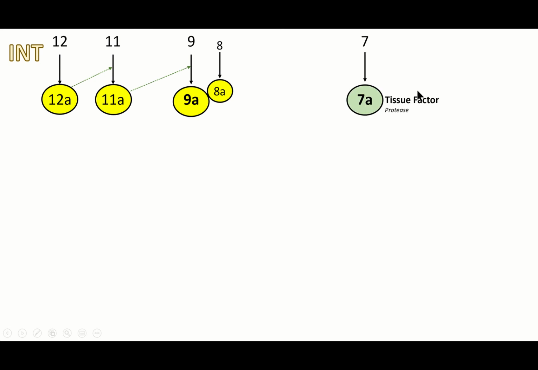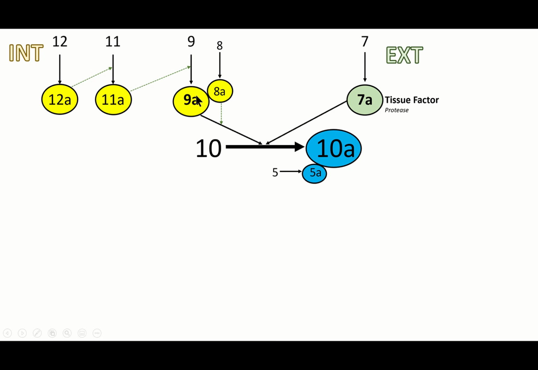What about our extrinsic pathway? Tissue factor, don't forget that. 7 to 7A uses proteases as well. 7A, 9A, as well as 8A with 9A come together and cause 10 to turn into 10A. I put 5A down here. Remember, 10 divided by 2 is 5. This is important for the next step.